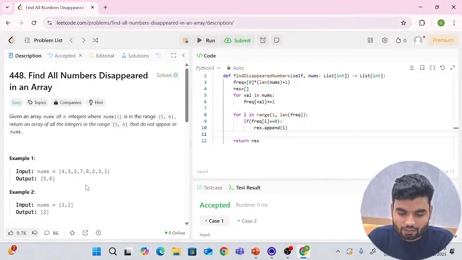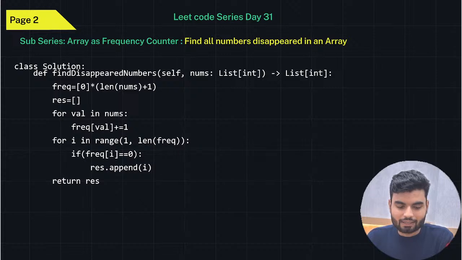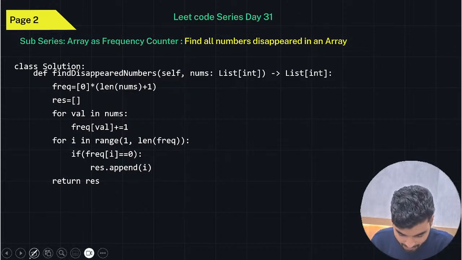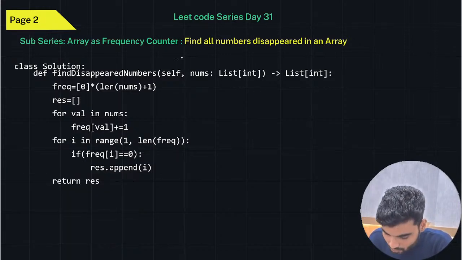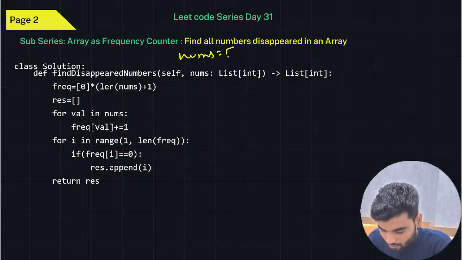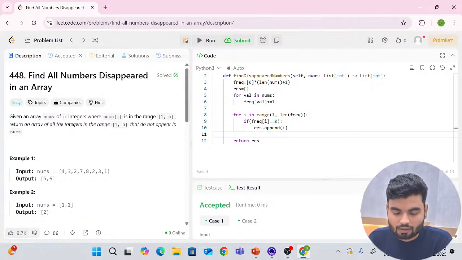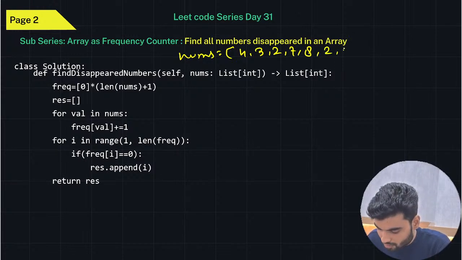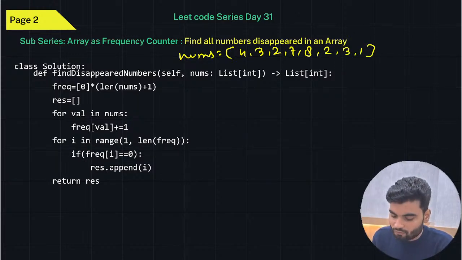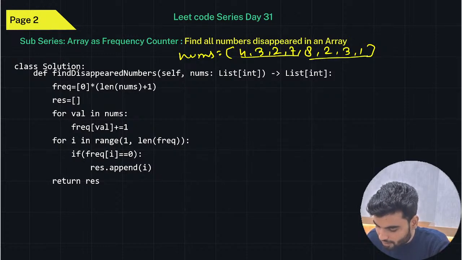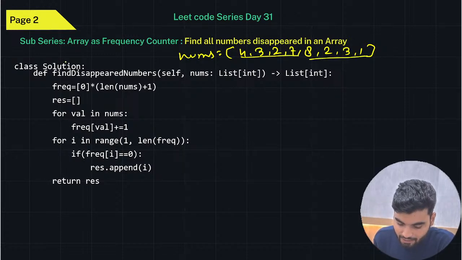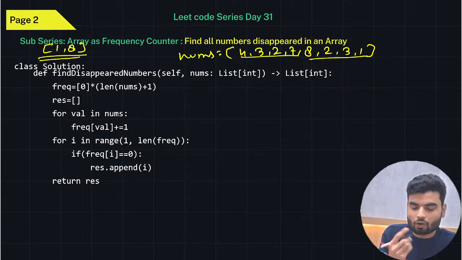So we have 4 3 2 7 8. I'll take my tab and here we'll write that input value. What do you have in nums? You have 4 3 2 7 8 2 3 1, right? If you check the length of it, the length is 8, so the value of n is 8. So you will have the values 1 to 8 only. But there is one value, or multiple values, which are missing, right? How can you identify them?